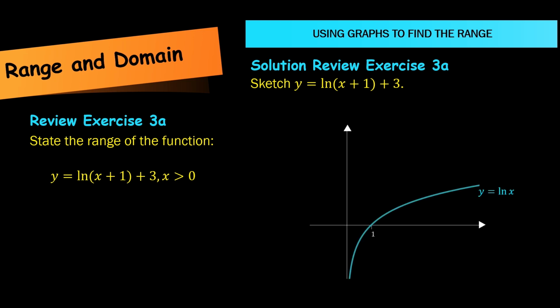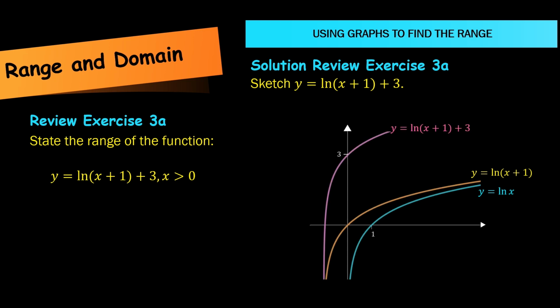Here's a graph of y equals ln of x. Y equals ln of (x plus 1) is simply the curve shifted to the left as shown. And y equals ln of (x plus 1) plus 3 is the curve shifted upwards by 3 as shown. And therefore, we have that y is greater than 3.